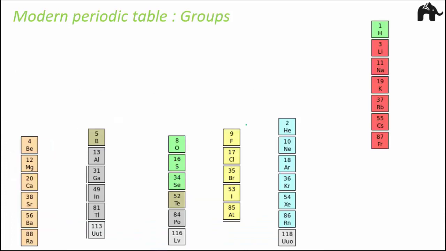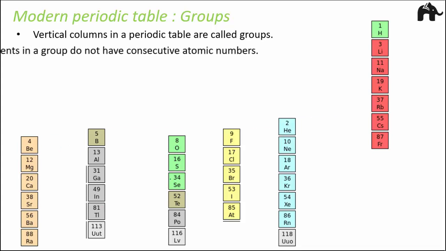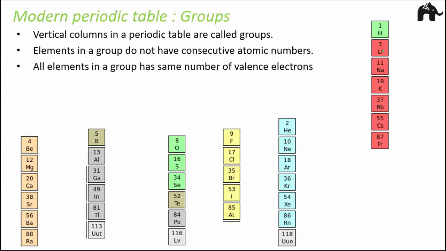It's time to learn about groups. Groups are the vertical columns in a periodic table. So the columns that you see, the vertical ones, they are groups. Now, elements in a group do not have consecutive atomic numbers. That's very obvious because the elements are placed in the order of increasing atomic numbers. So it is not possible that the elements lying below one another will have consecutive atomic numbers. All elements in a group have the same number of valence electrons.